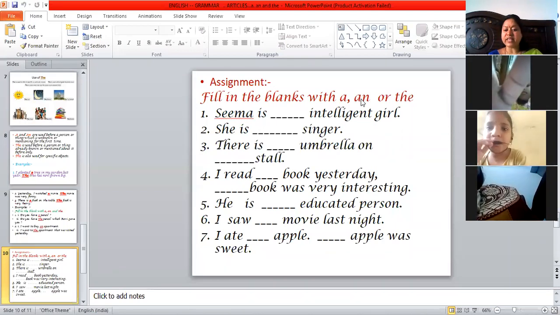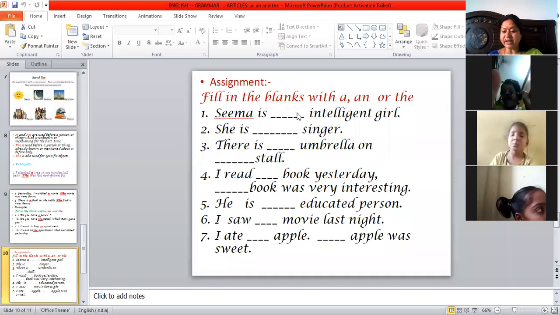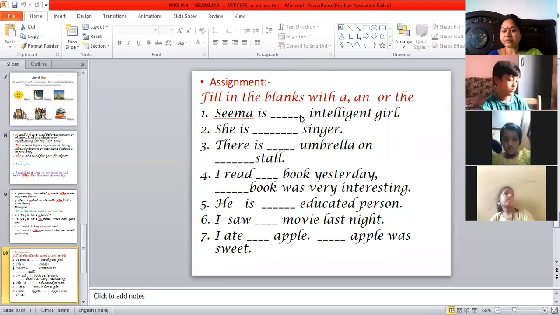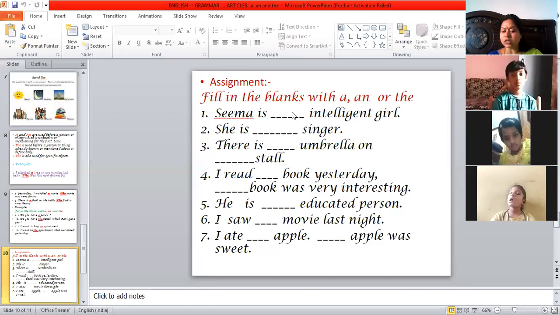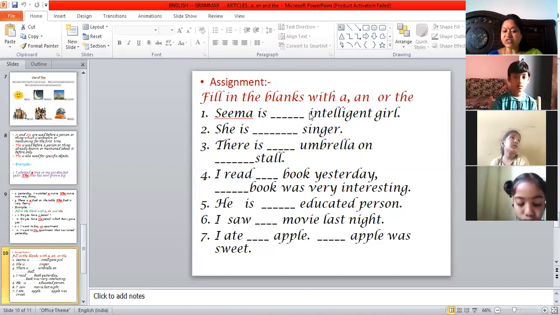Now, please apply a, an, or the. Seema is dash intelligent girl. What should we write? A or an or the? You see here, an. Which letter? An.